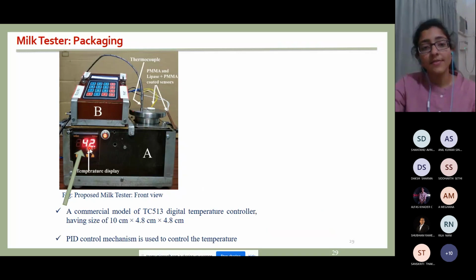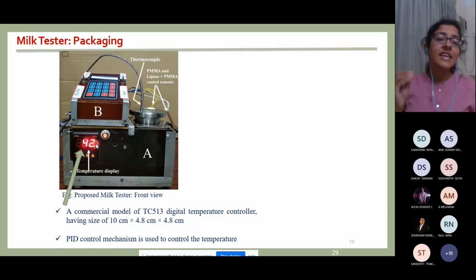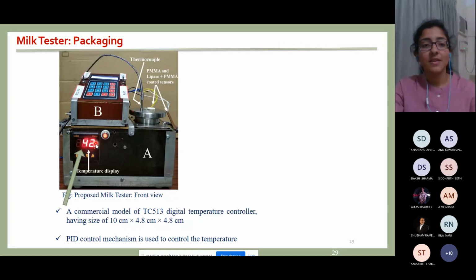Now see here, we have used a controller that we purchased, but you can design your own controller also. That is another kind of research. Each and every part has scope for research, so you need to think about what your main aim is and go accordingly. We purchased this controller commercially, and it has a PID control mechanism, just to make sure that the temperature is 42 degrees centigrade.